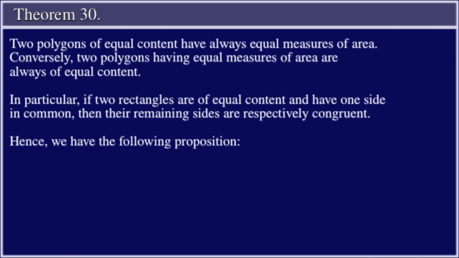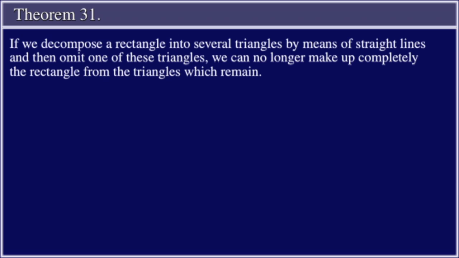In particular, if two rectangles are of equal content and have one side in common, then the remaining sides are, respectively, congruent. Hence we have the following proposition. Theorem 31. If we decompose a rectangle into several triangles by means of straight lines and then omit one of these triangles, we can no longer make up completely the rectangle from the triangles which remain.